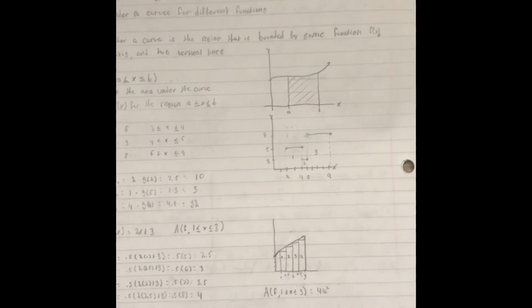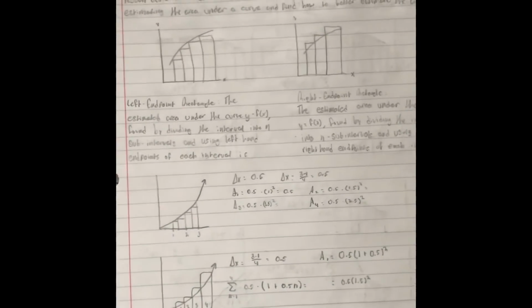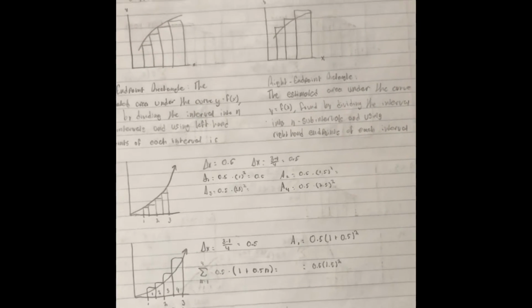For day 14, we found the area of irregular shapes using area under a curve for different functions. There's a couple graphs right here. For day 15, we were able to formalize a technique for estimating the area under a curve and find out how to better estimate the area.